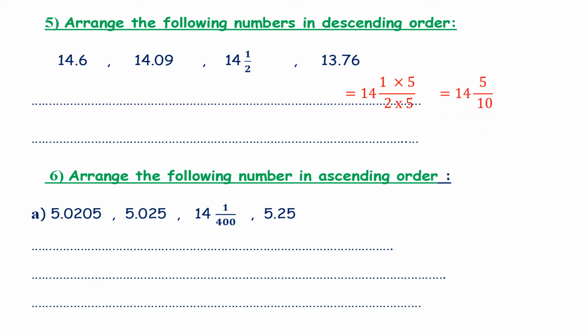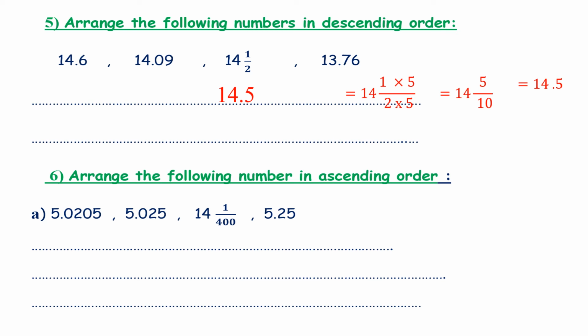Now I will convert it to a decimal. I will put just one place after the decimal point and put 5 in it, and the whole number is 14. Now I can arrange, because all the numbers became decimals. Okay, I will arrange in descending order, from the greatest to the smallest. Which here is the greatest number? Look at the whole number: I have 14.6, 14.09, 14.5, and 13. No, I will not take 13.